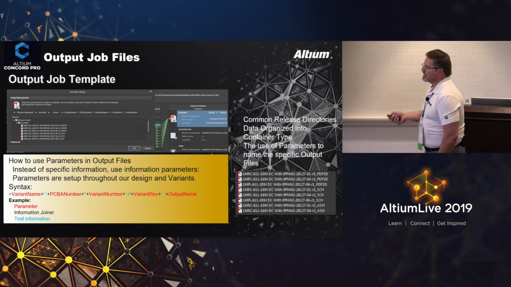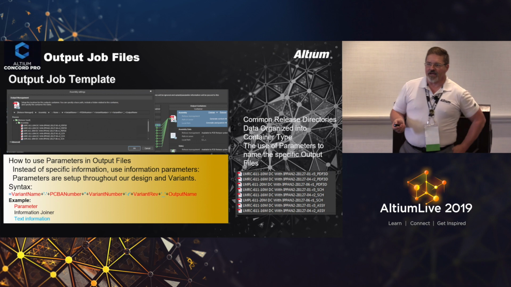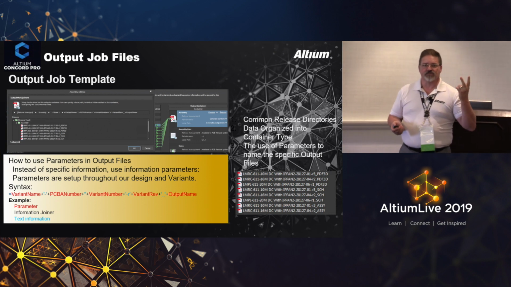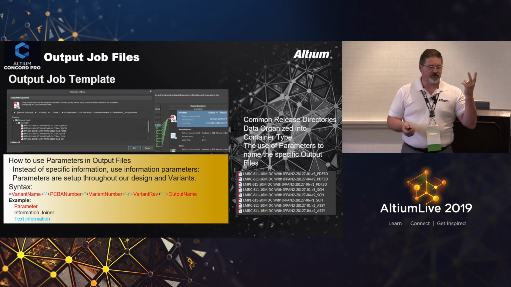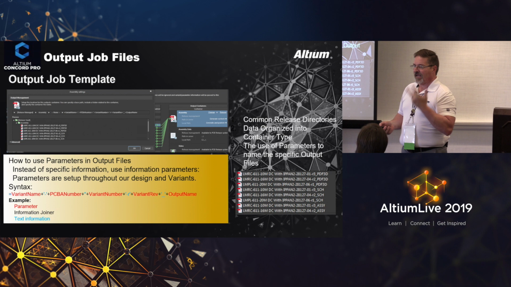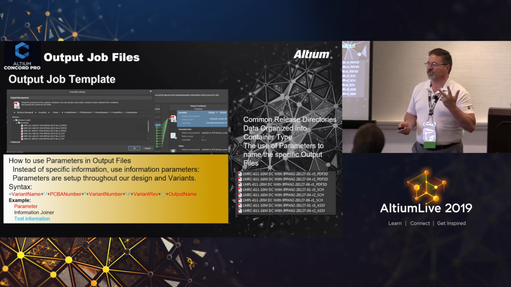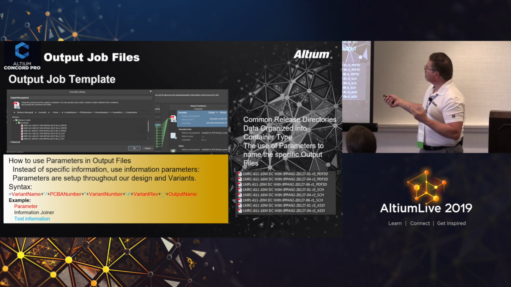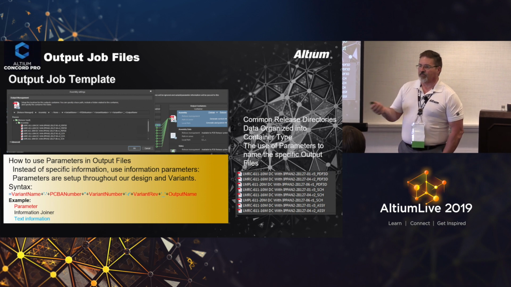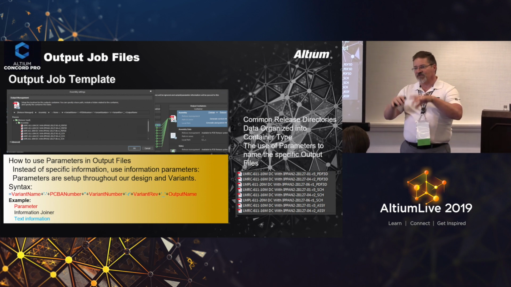Also then your output job files. We have 2 output job files everybody uses, guys. We have a fabrication output and we have an assembly output. Everybody uses those same output job files. They simply import it. They don't have to set these up every single time with the outputs, with the name and the revision and all that.